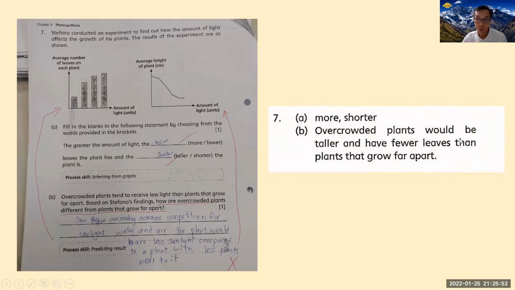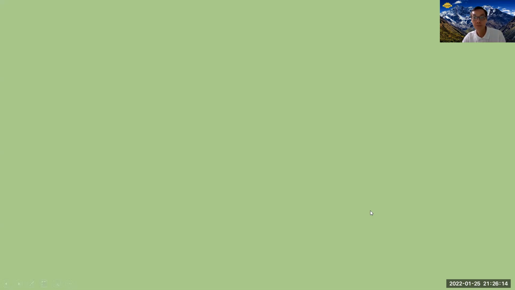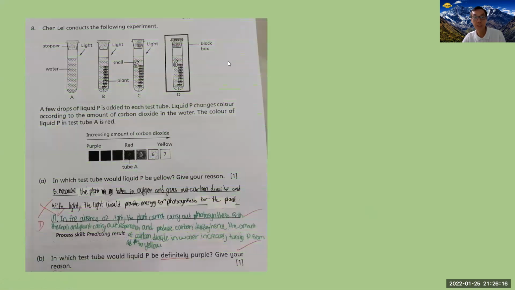Overcrowded plants would be taller and have fewer leaves than plants that grow far apart. So there's a comparison. Overcrowded plants would be taller, as we can see here, this part, and have fewer leaves. Okay, so there's a comparison that needs to be presented. Let's move on to the next question on photosynthesis.